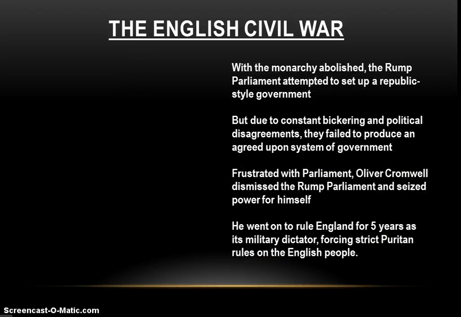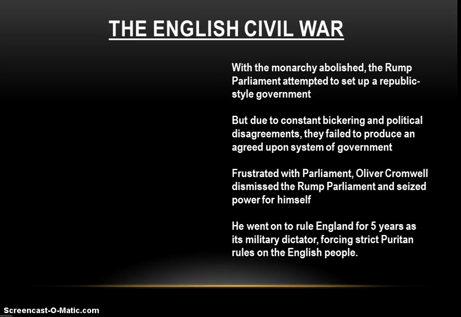And with the monarch dead and the monarchy abolished, the Rump Parliament now tried to set up a new government, a republic style of government. But due to constant bickering and political disagreements, we don't know anything about that here in America, of course, they failed to agree upon anything. They failed to produce a new constitution or a new kind of government.